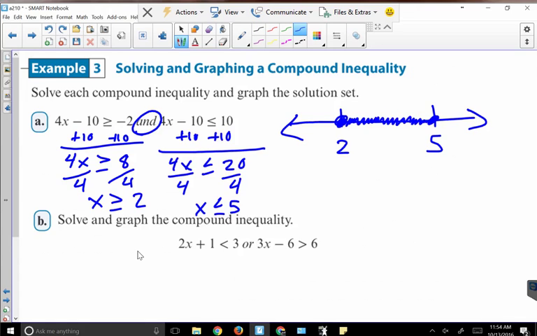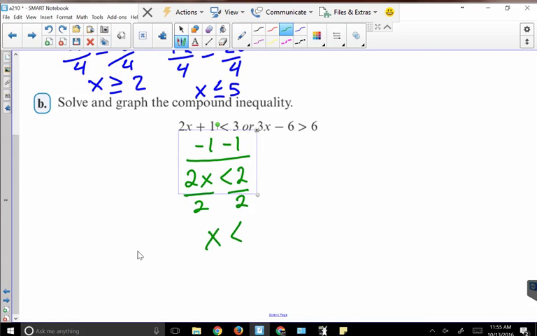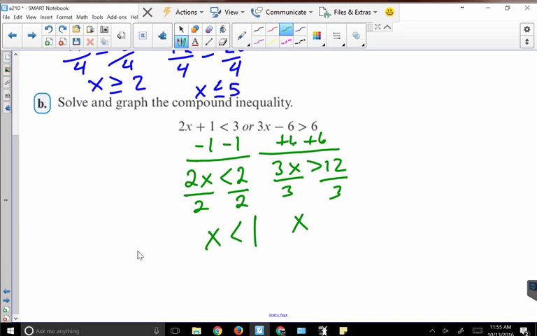Okay? Like I said, nothing new, nothing you haven't seen before. Okay. Let's take a look at B and see how that one goes. Okay. So, work this one out. Subtract 1, subtract 1 means I've got 2x is going to be less than 2. Divide both sides by 2. X is going to be less than 1. So that's the first one. Add 6, add 6. So I end up with 3x is greater than 12. Divide by 3, divide by 3. X is greater than 4.